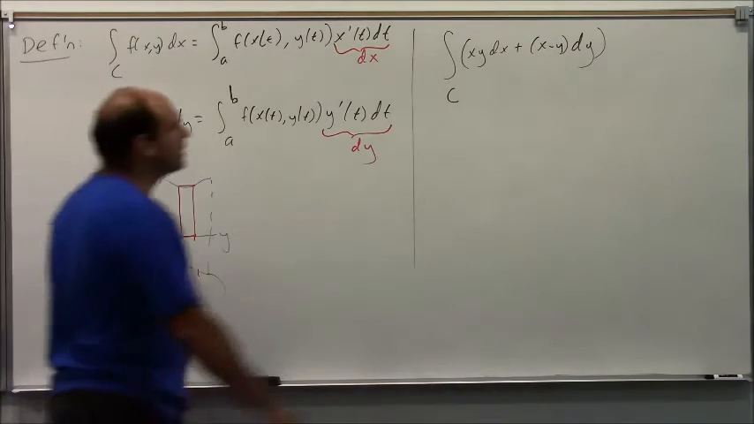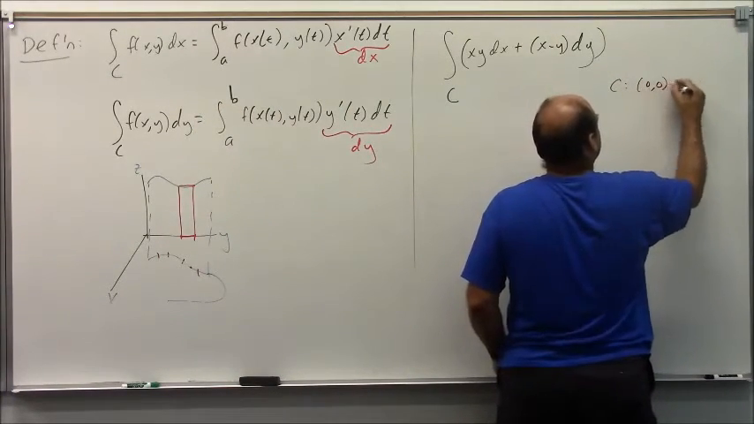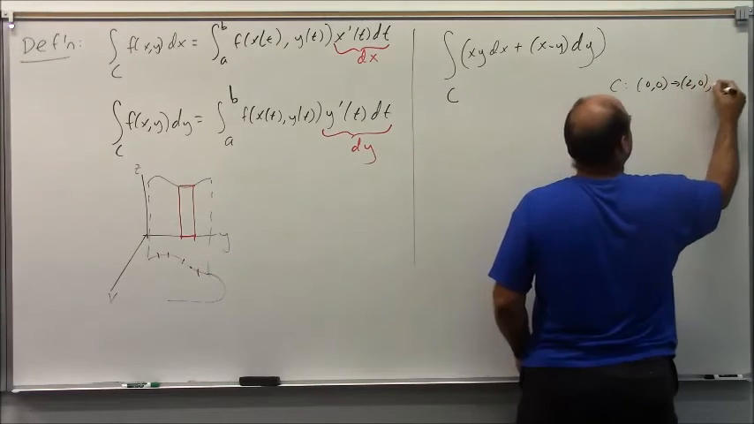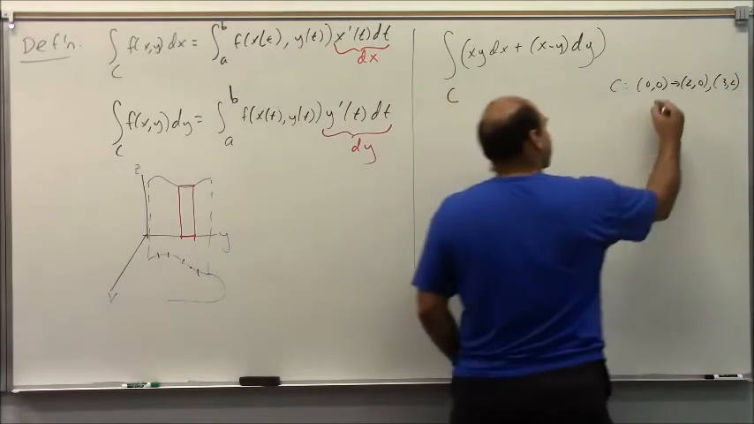And c will go from 0, 0 to 2, 0 to 3, 2. So that looks like this.